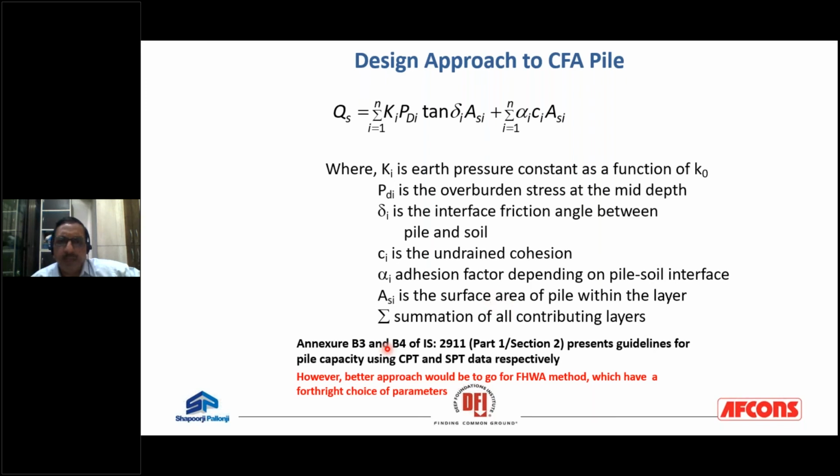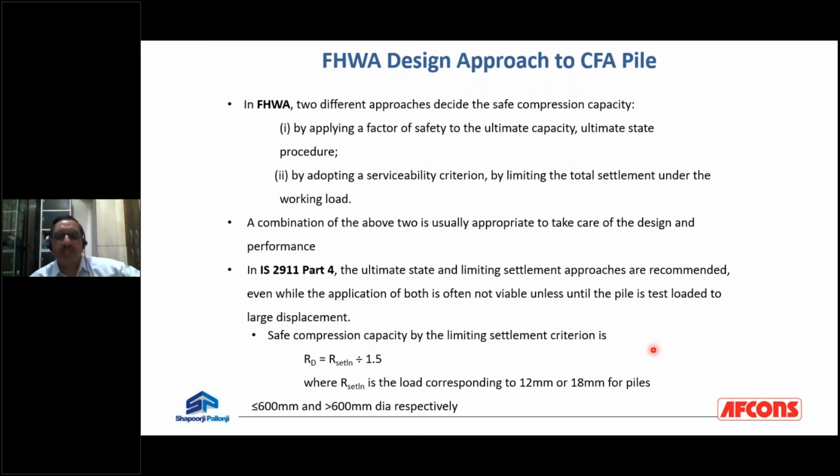A better approach will be to go in for the FHWA method, which has a very forthright choice of parameters. There is clarity and transparency in the choice of parameters, and the variability in the choice of parameters is not seen in FHWA. So this is what we want to propose in our draft guideline for the CFA, which we intend to submit to the PISA committee.